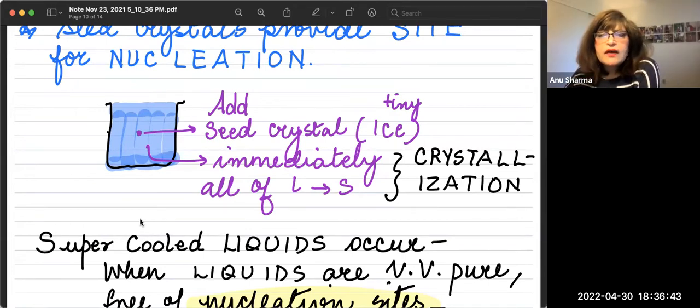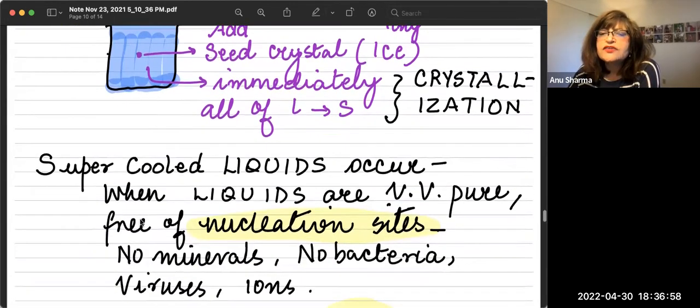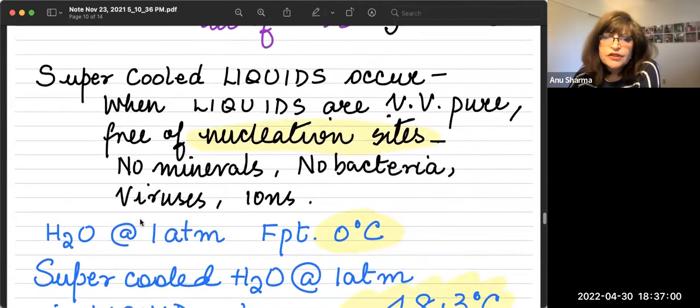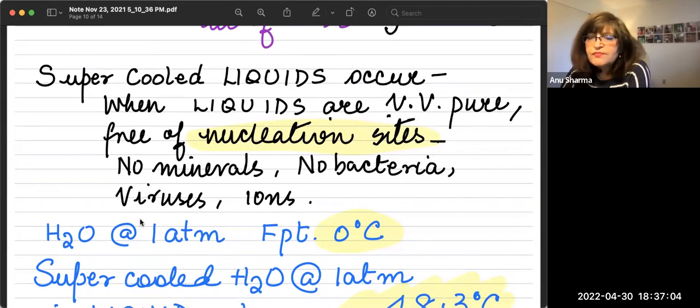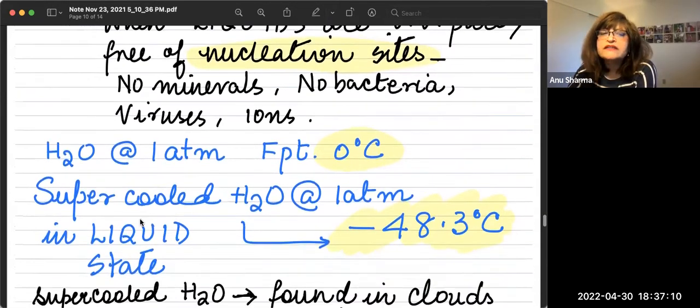So if the water is not freezing at all, and you add a teeny bit of ice into it, immediately the whole of the water is going to freeze and make ice. So immediately the liquid begins to convert into solid. And so this is the process of crystallization. Anyways, supercooled liquids occur when the liquids are very, very pure. They are free of nucleation sites. There are no bacteria, no viruses, no ions, nothing.